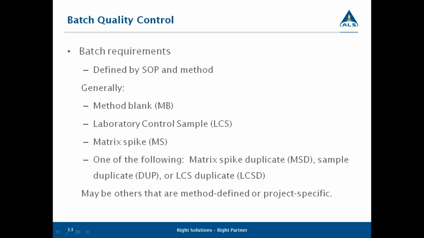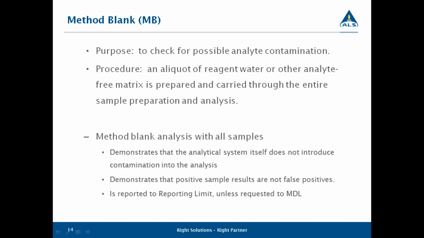So getting deeper here into batch quality control, the requirements are defined by the SOP and the method, and sometimes there are additional requirements in site-specific QAPPs, but in general here, we have the method blank, we have the laboratory control sample, we have the matrix spike, and very often we have duplicates of the matrix spike and the LCS. And again, like I said before, there might be others that are method defined or specific to the project. So let's look at method blanks first.